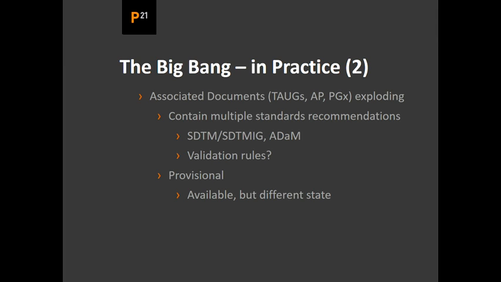Today, if there's a new domain published in a TAU, today if you were to use that in Implementation Guide 3.2, for example, it would be identified as a quote-unquote custom domain. And it would be validated as a custom domain.